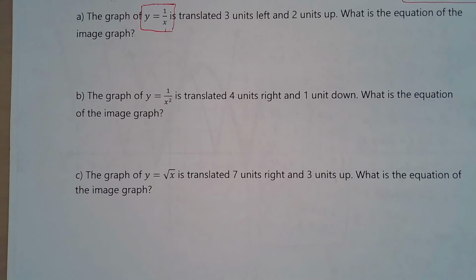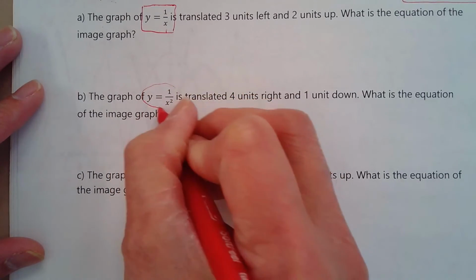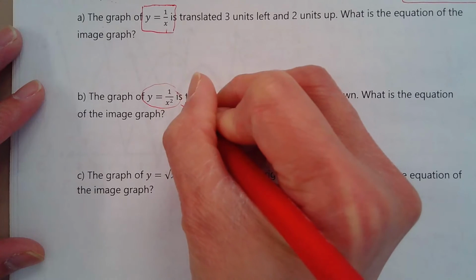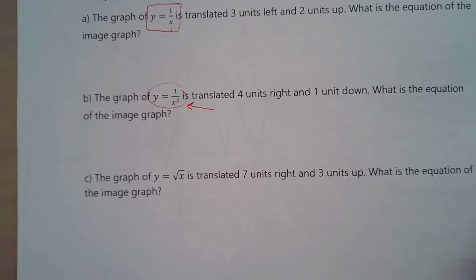The graph of 1 over x squared is translated 4 units to the right and 1 unit down. What is the equation of the image? Okay, so again, this is very specific. I think the textbook calls it an explicit function. What is the explicit function?